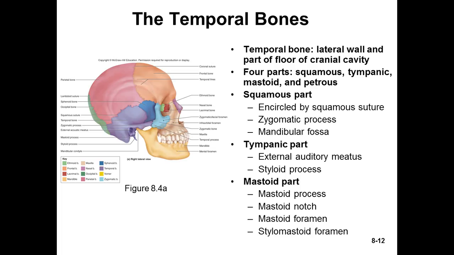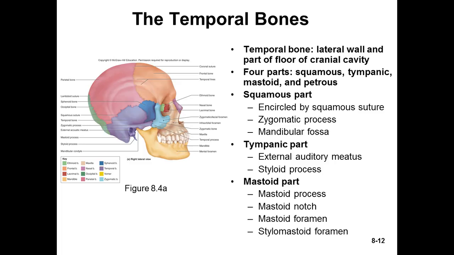The tympanic part has an external and an internal auditory meatus, or acoustic meatus. So of course sound travels through there. You have the styloid process, which is that little pointed part. The styloid process was named after the stylus, which is a writing pen that was used by the Greeks. The muscles of your tongue, your pharynx, and your hyoid bone will actually attach there.